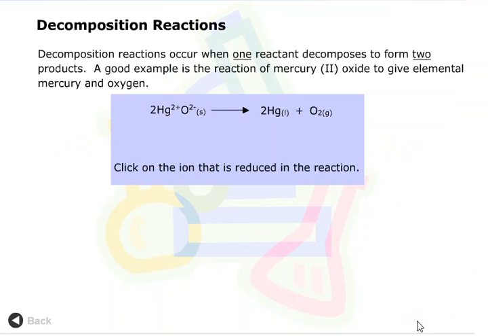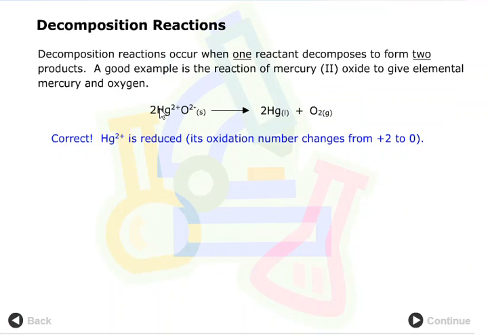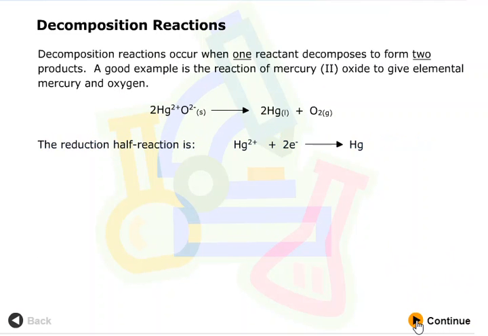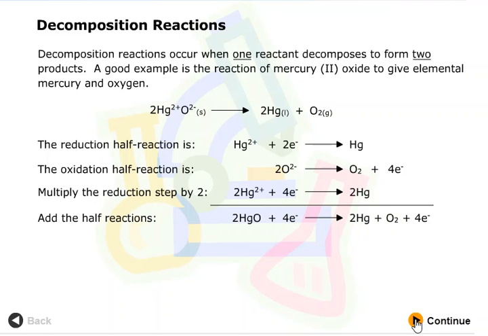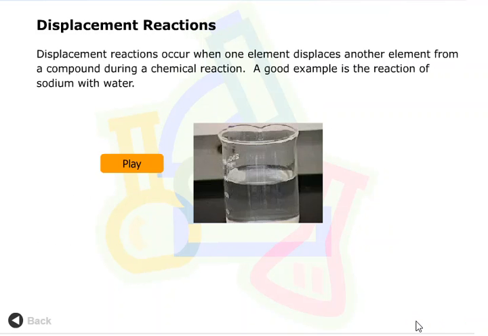Sorry, here the mercury is reduced from plus 2 to 0. The reduction half reaction is this, and the oxidation half reaction is this. Multiplying the reduction step by 2 to balance the equation and the half reactions, and by cancelling the electrons, the balanced equation remains this.